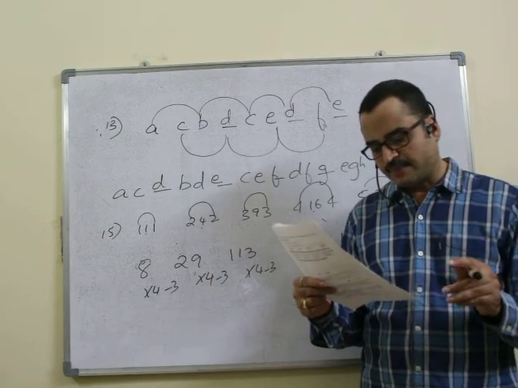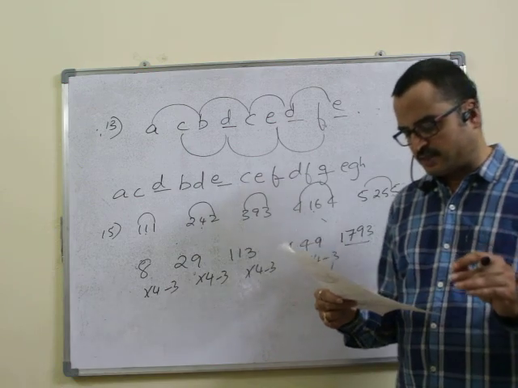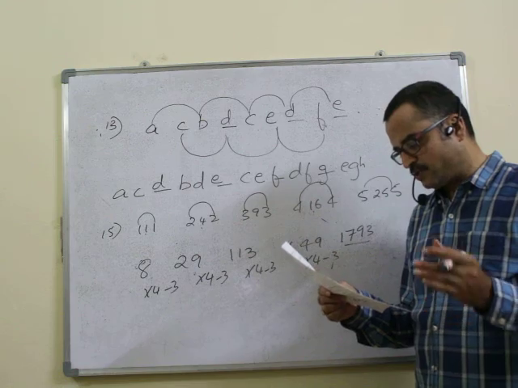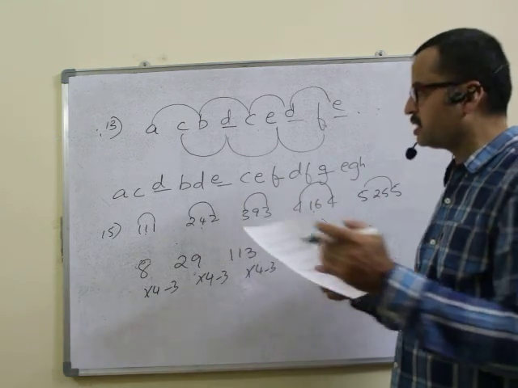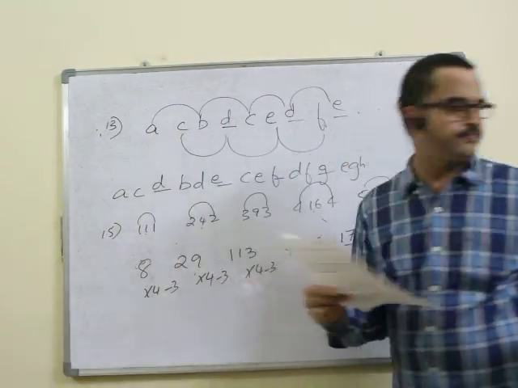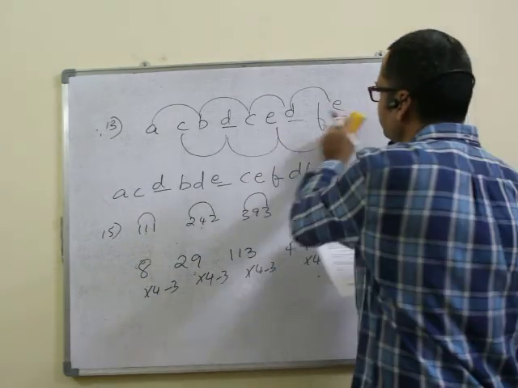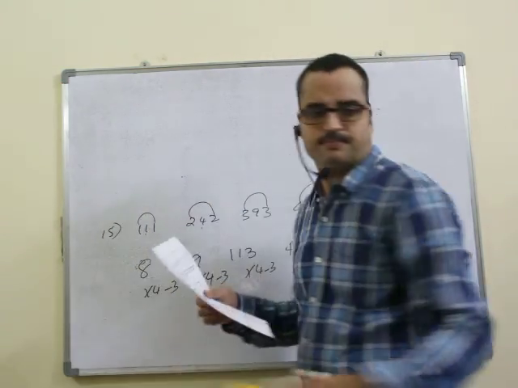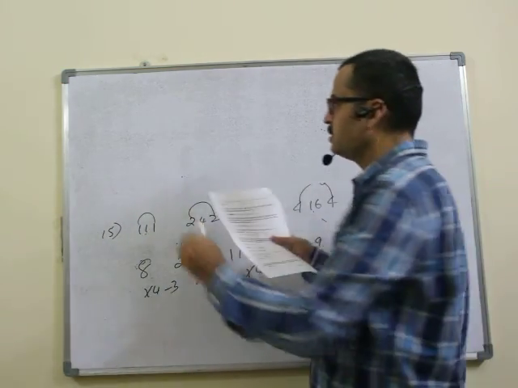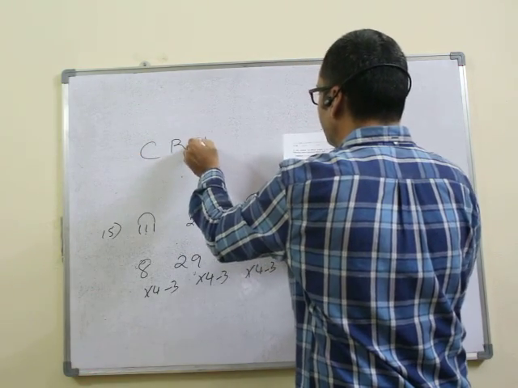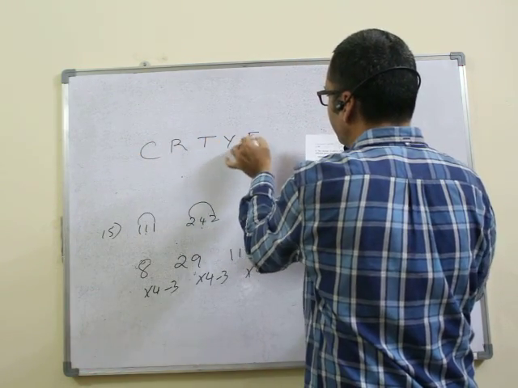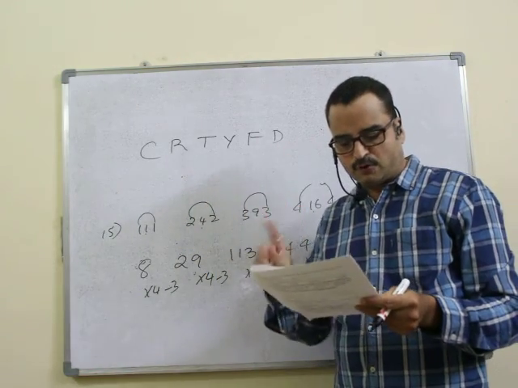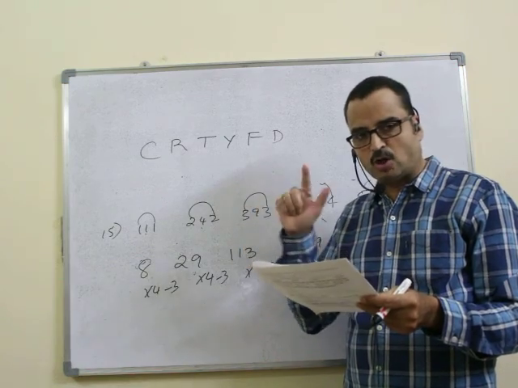Now 17. Which consonant among the given responses is common if three meaningful words are made from the given letters? చూడండి, ఆ ఇచ్చిన లెటర్స్ ఏమి ఇచ్చారు అక్కడ? They gave you like this. Okay, see the letters they gave you like this: C R T Y F D. Okay, so by using these letters, if you are able to make three meaningful words, we have to find out which of the consonants is common in all the words.